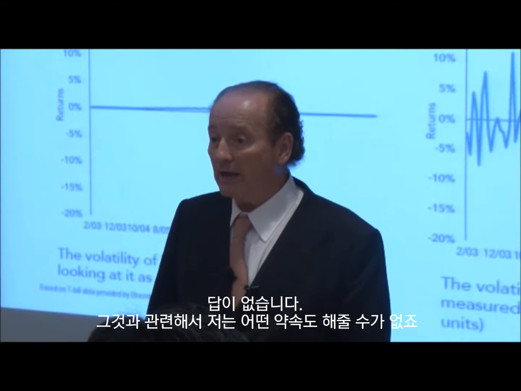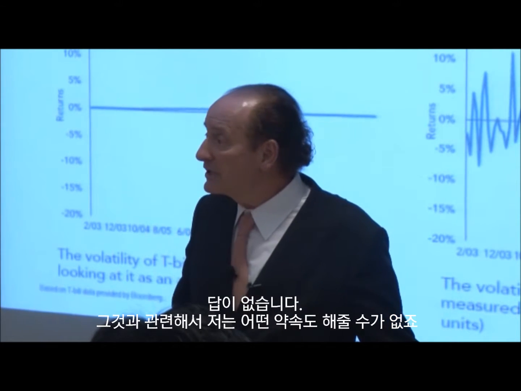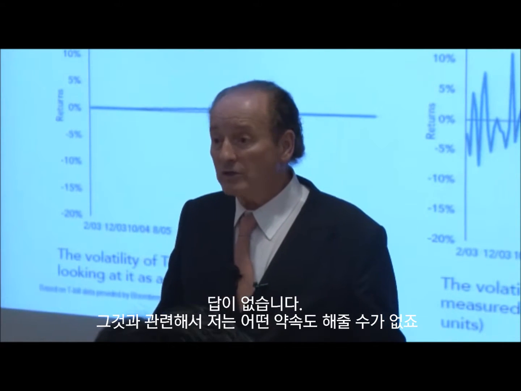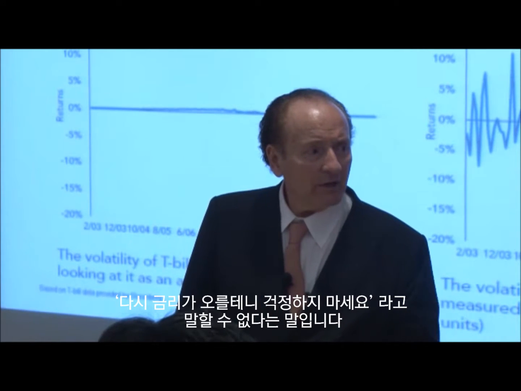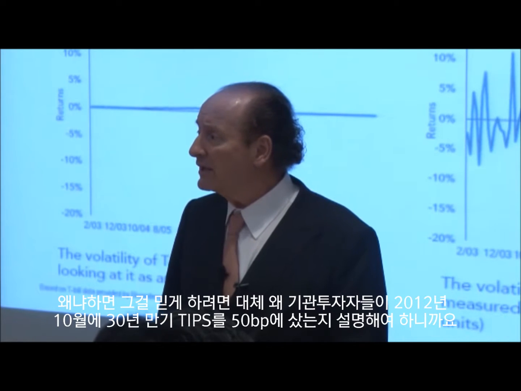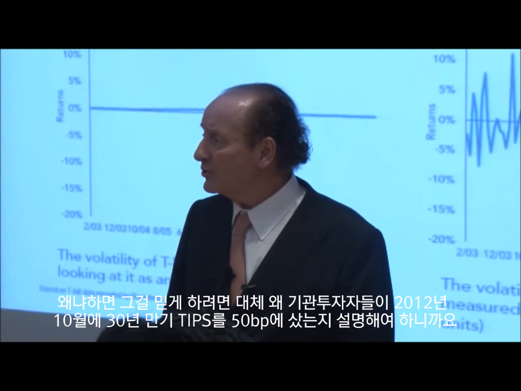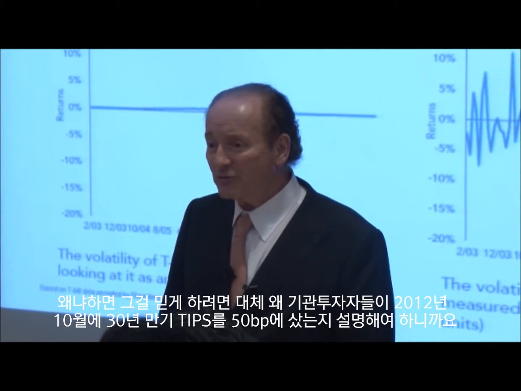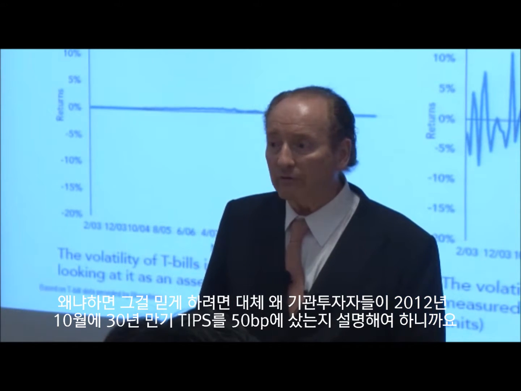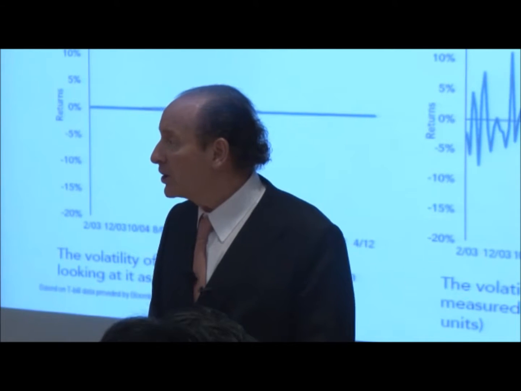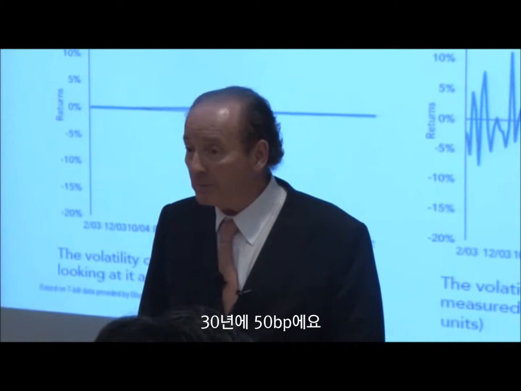There's no answer I will have for you. I can't promise any way out of that. You've just lost. Why? I can't say, oh, rates will go back up, don't worry. Because if you believe that, then you have to explain why professional investors buy U.S. Treasury TIPS, 30 years, at auction in November of 2012, at 50 basis points. 30-year money, 50 basis points.